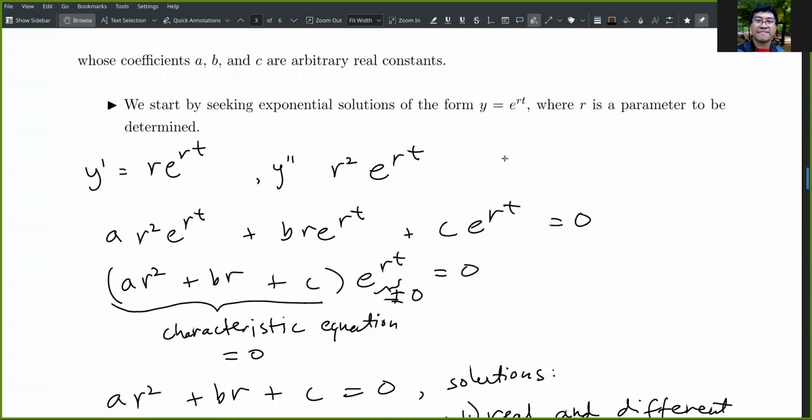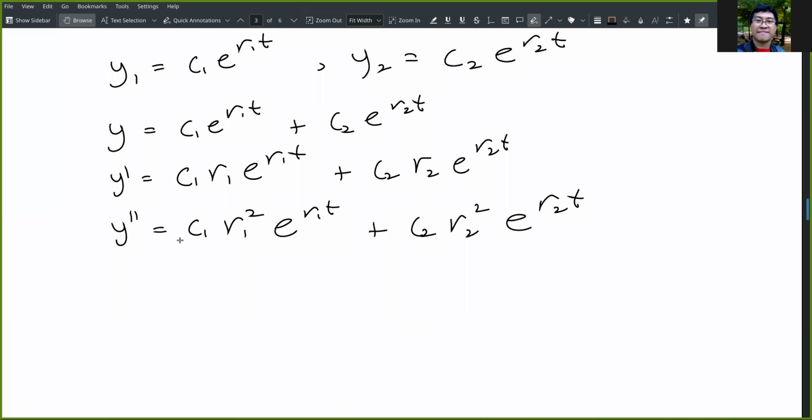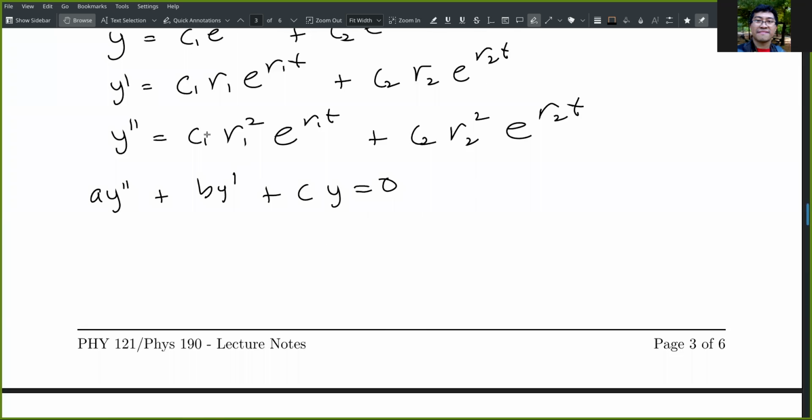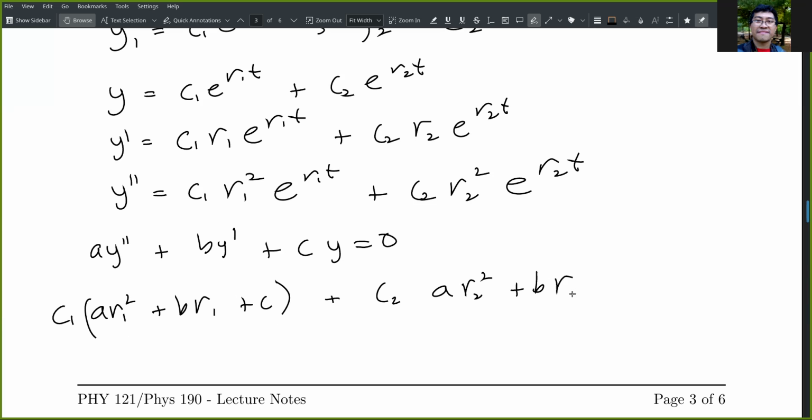Now if we plug these values into our original expression a y double prime plus b y prime plus c y equals 0, we will see c1 times (a r1 squared plus b r1 plus c), plus c2 times (a r2 squared plus b r2 plus c).